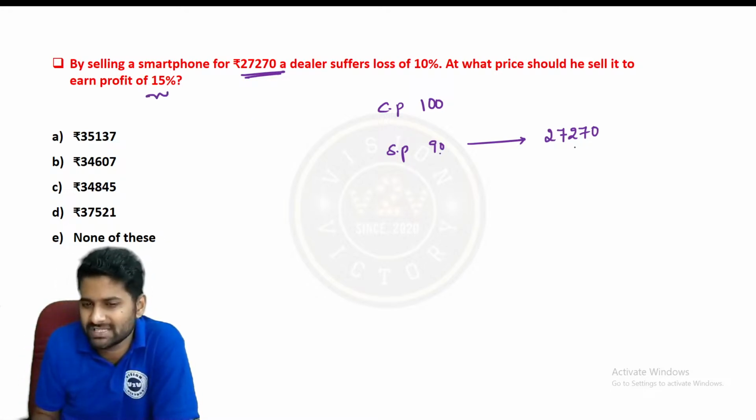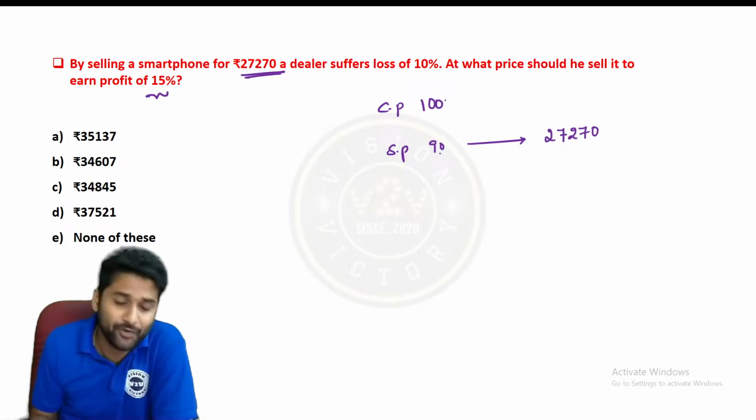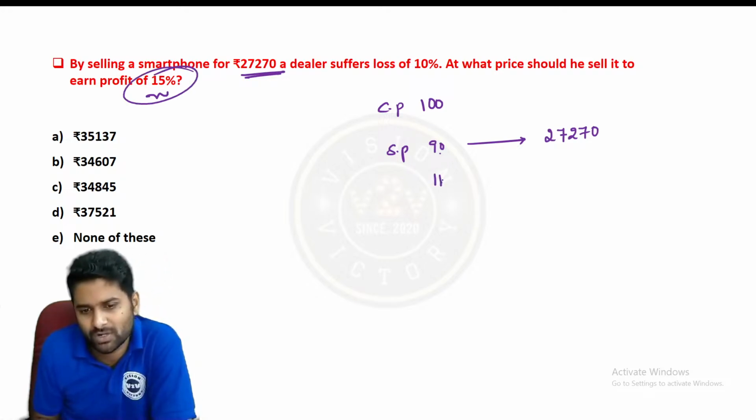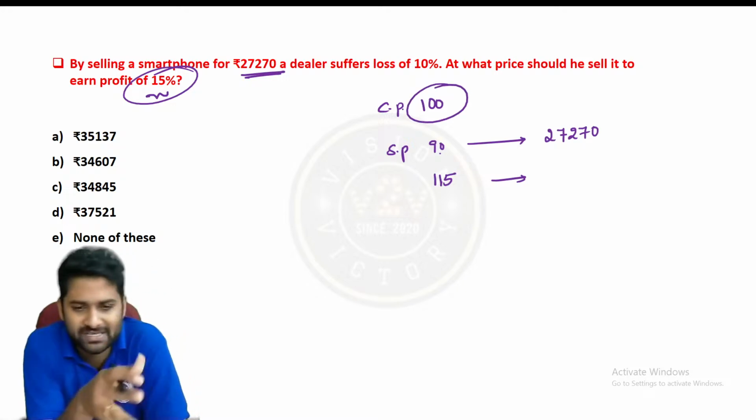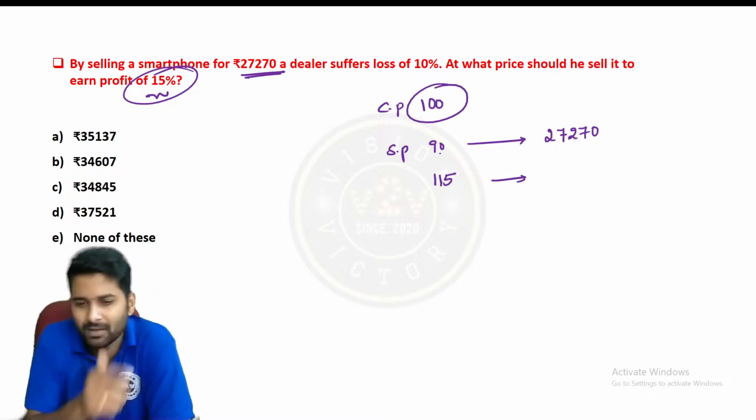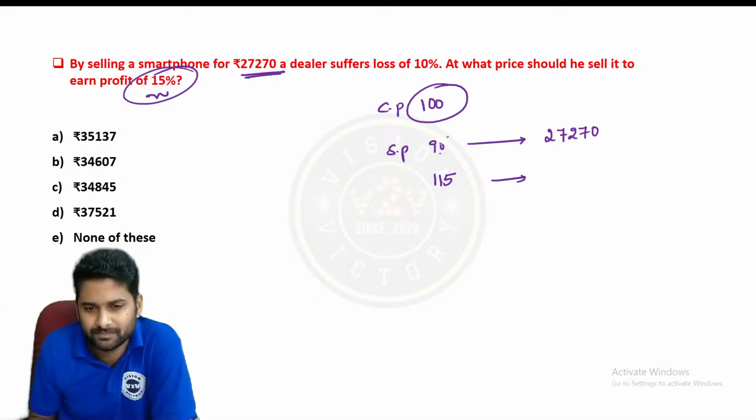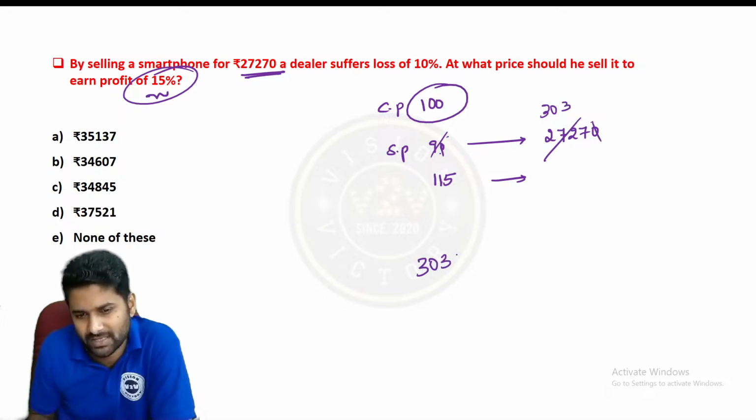If 90 units is 27,270, don't identify the CP. Again, if you identify the CP, that mobile is sold for 15% profit. Means what is the value of 115? Why? Because the cost price with 15% profit is 115. Now just find this value. 0, 0 cancel. So 303 times. So 303 is multiplied with 115.